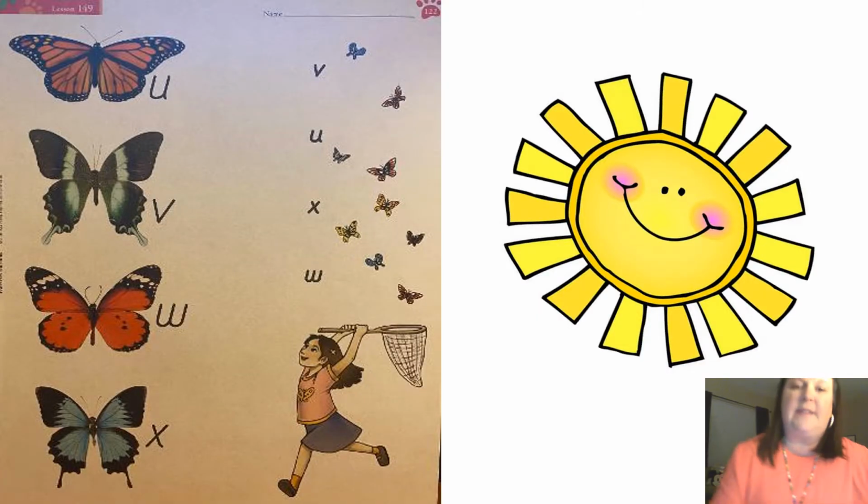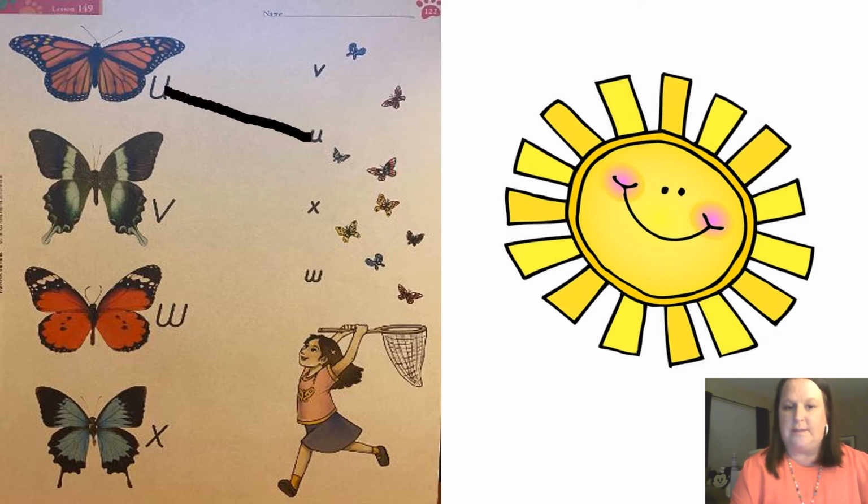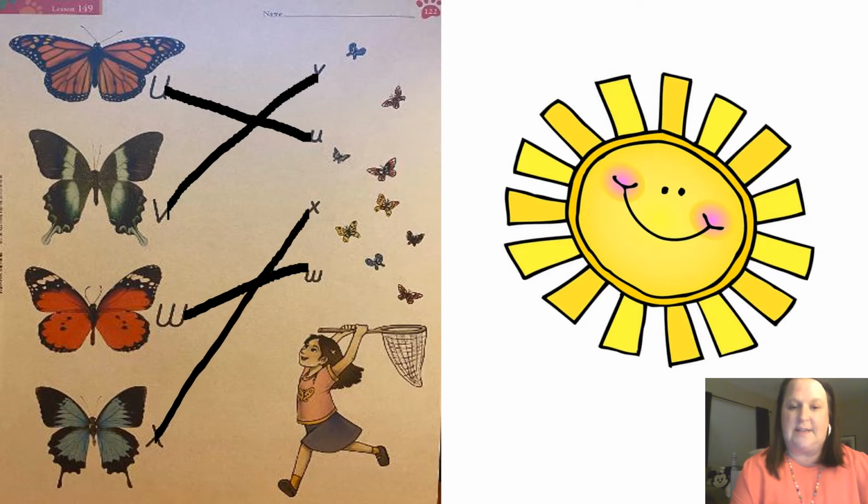Okay. The next paper, we are going to find matches of the letters that we've already done, U, V, W, and X. And what we're going to do is we're going to draw a line from the capital to the lowercase. So here's the capital, and we are going to look for the lowercase u, which is right across from it. Now we need to find the lowercase v, capital W to the lowercase w, and capital X to the lowercase x. And that's what your paper should look like. We were matching capitals to lowercase.